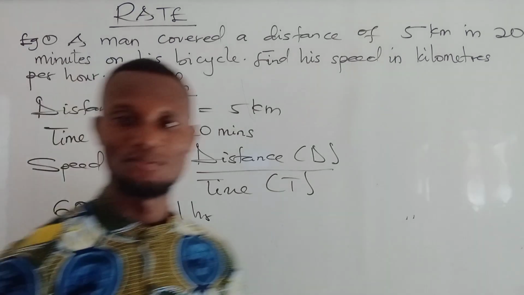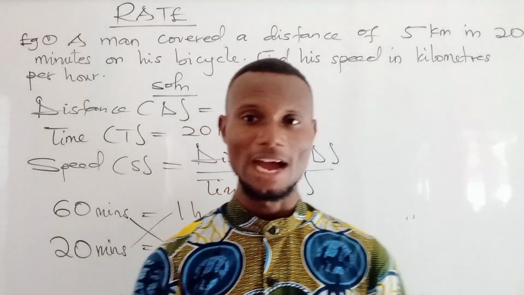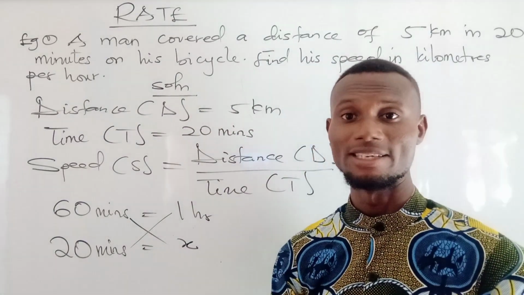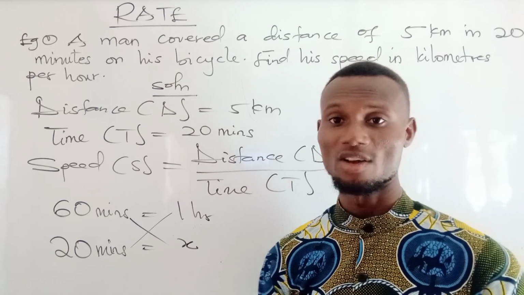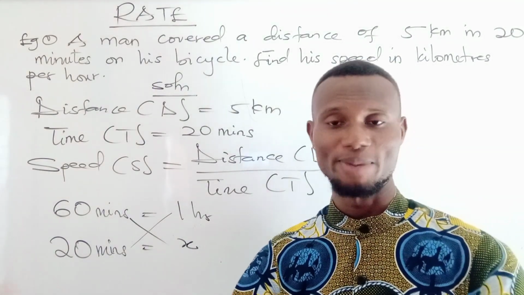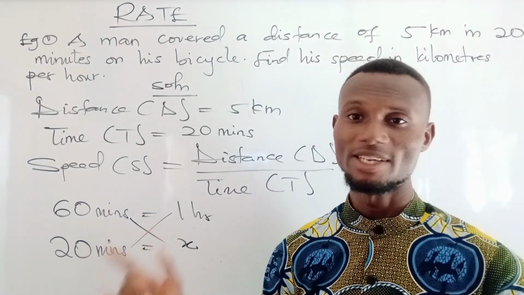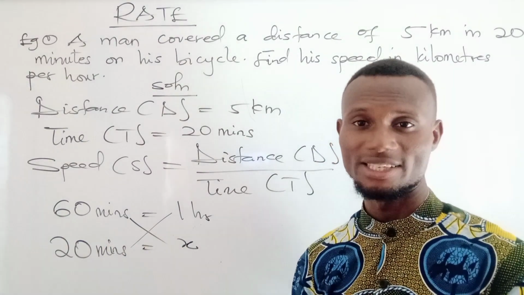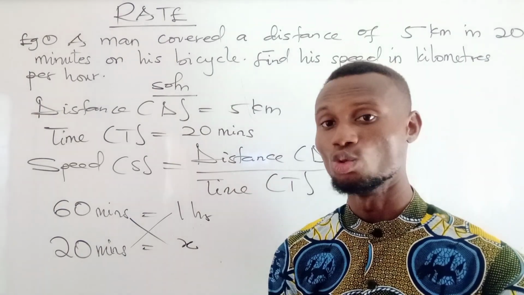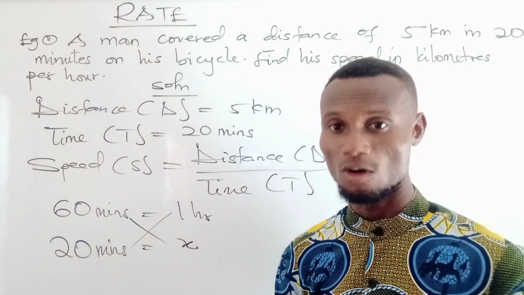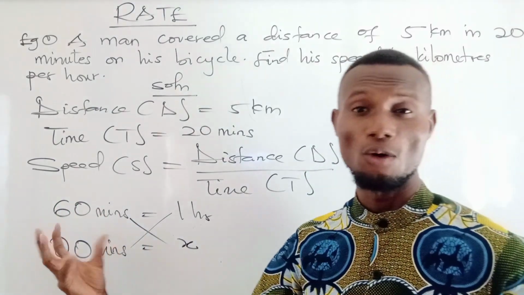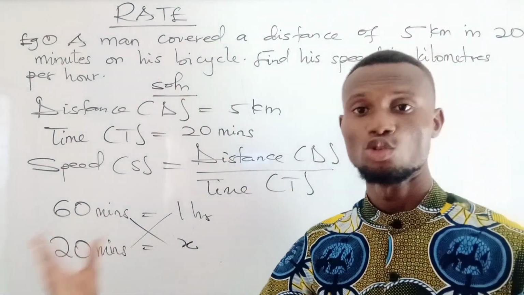I hope the explanation is clear enough up to this point. All that we are doing is to convert the 20 minutes to hours, because the question says we should find the speed in kilometers per hour. So it means that with the time that is given, which is in minutes, we cannot work with it. We have to change it to hours before we can solve with it. That's why we are going through this process to convert the 20 minutes to hours.